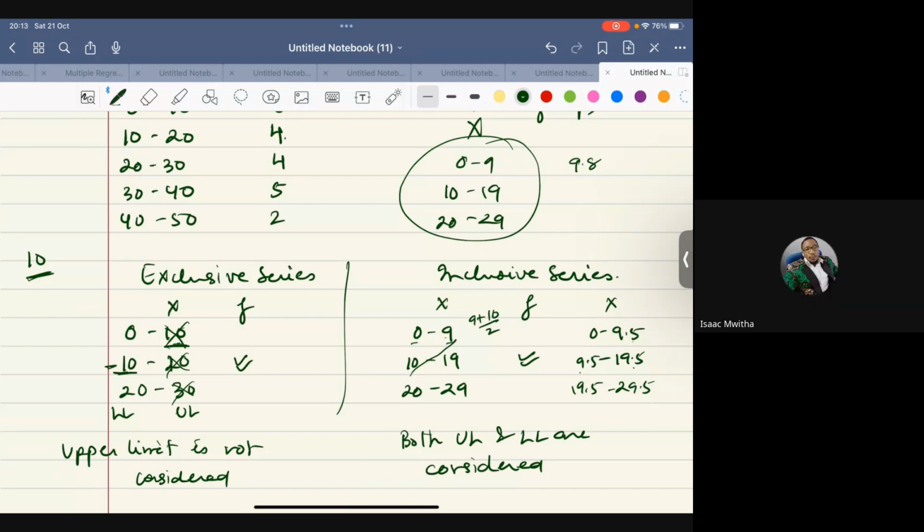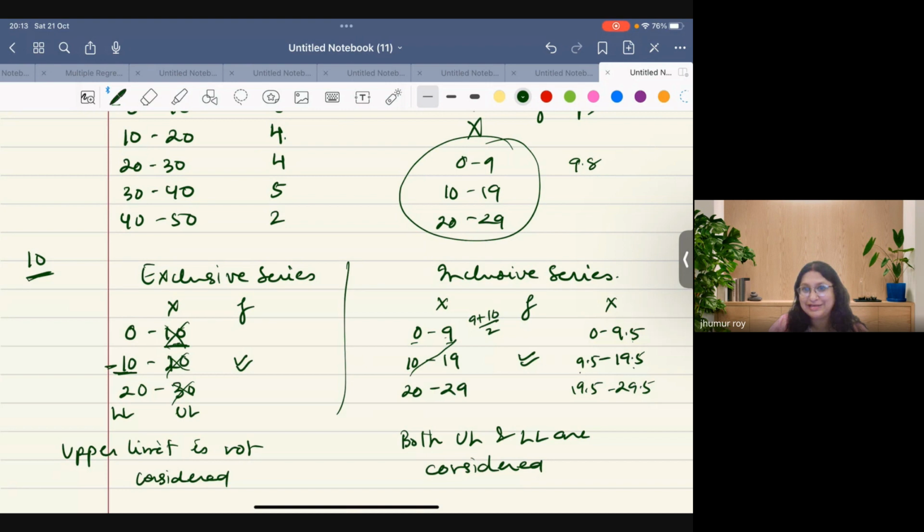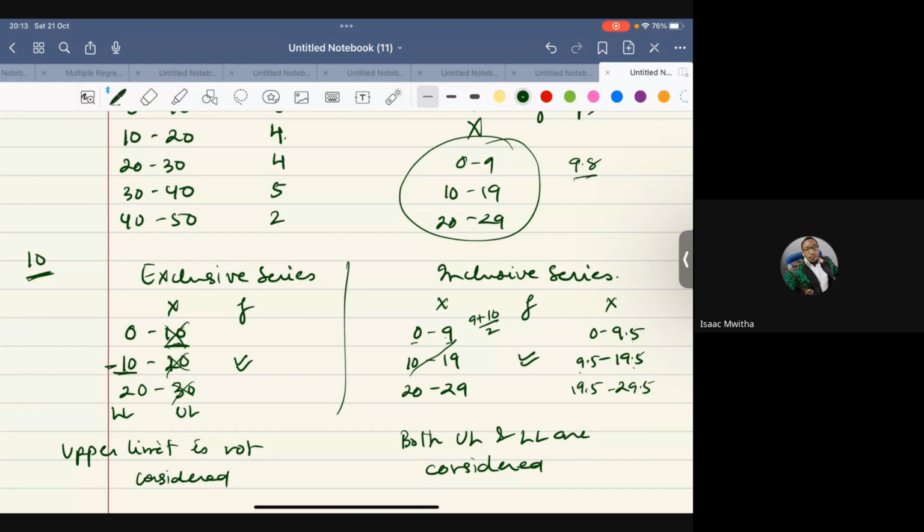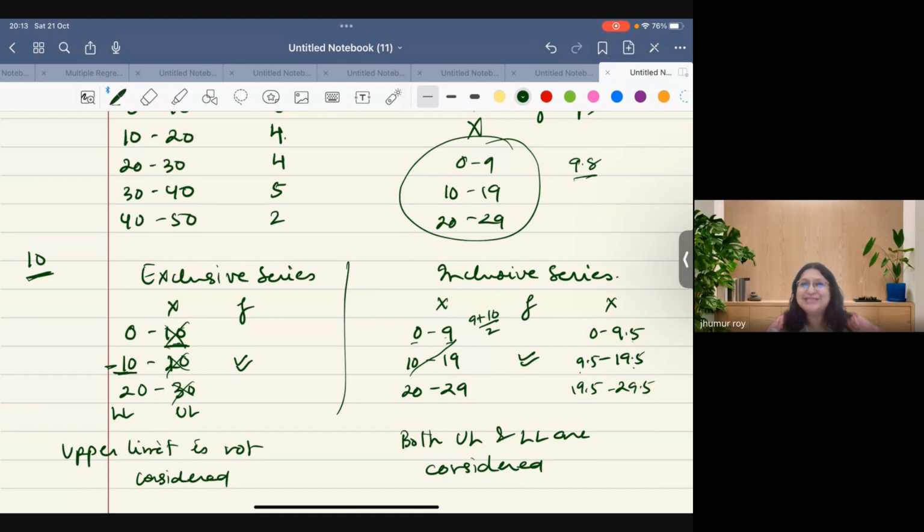From 0 to 9. How can you put it in 0 to 9? Because it is 9.8, no? So it will fall between 9 to 10. Oh, yeah, that's true. So that's why you will have to convert it into a continuous series. That's what I was trying to explain. Is that clear now? Yes, clear.